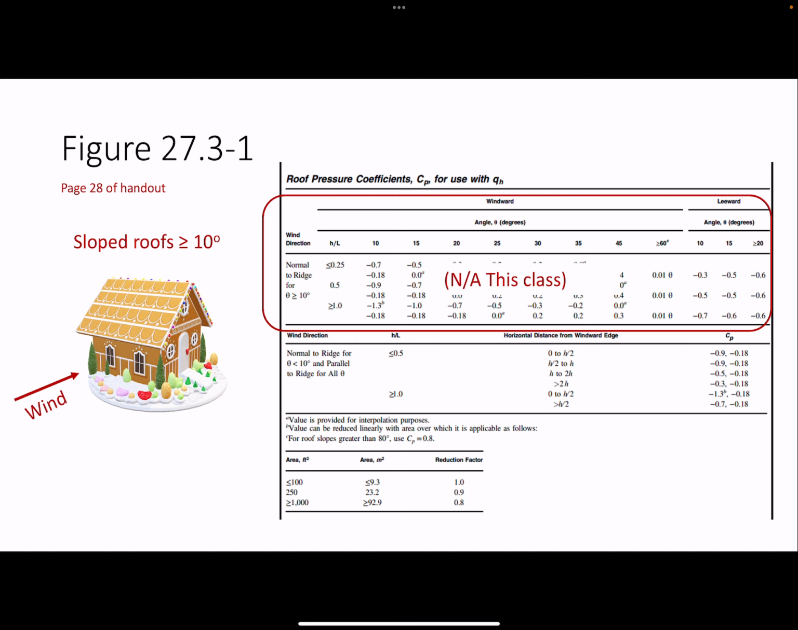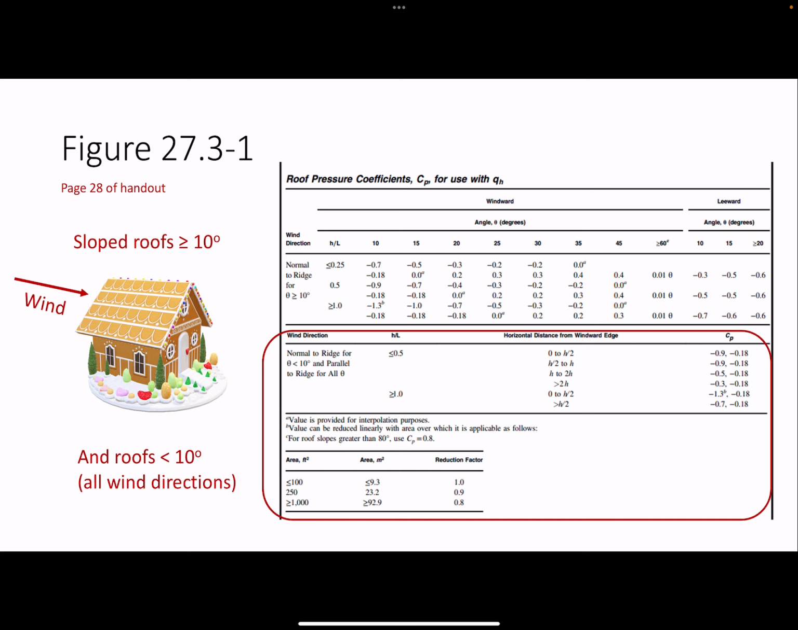It's just a little bit more complicated because you have to think about the angle and also that ratio of the height, the mean roof height, to the length of the building, which is that dimension parallel to wind. In this class, we'll just focus on roofs that are low sloped or flat, which is in the lower portion of the table. This portion also applies for sloped roofs with the greater than or equal to 10 degree slope if the wind is parallel to the ridge, right? But in this class, we'll just deal with flat roofs.